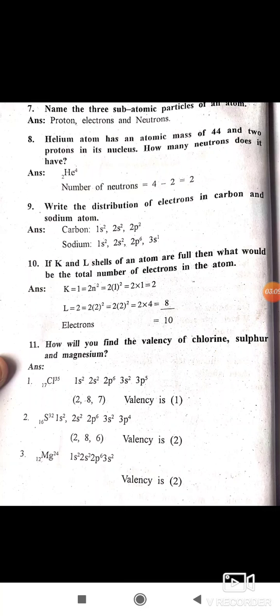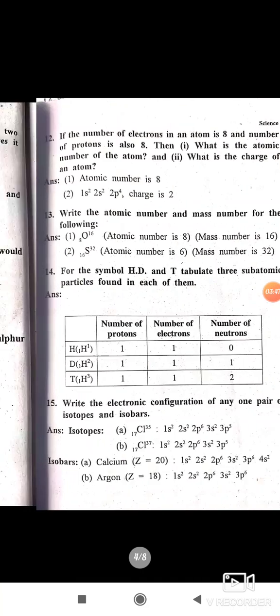So how will you find the valency of chlorine, sulfur and magnesium? The atomic number of chlorine is 17 and its mass number is 35. The distribution of electrons is 1s2, 2s2, 2p6, 3s2 and 3p5, and its valency is 1. Sulfur, its atomic number is 16: 1s2, 2s2, 2p6, 3s2 and 3p4, and its valency is 2. And magnesium, its atomic number is 12: 1s2, 2s2, 2p6 and 3s2, total 12 electrons, and its valency is 2.